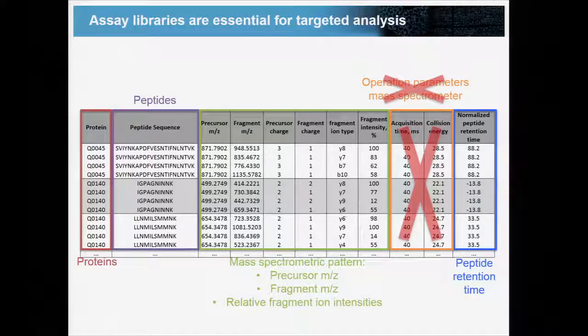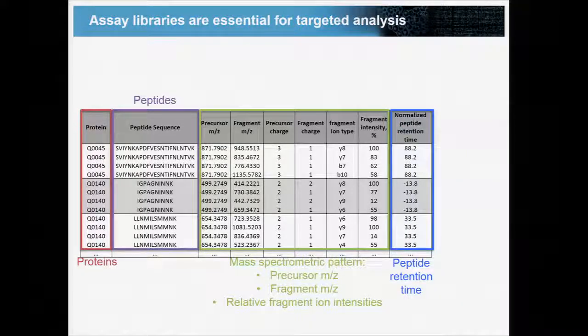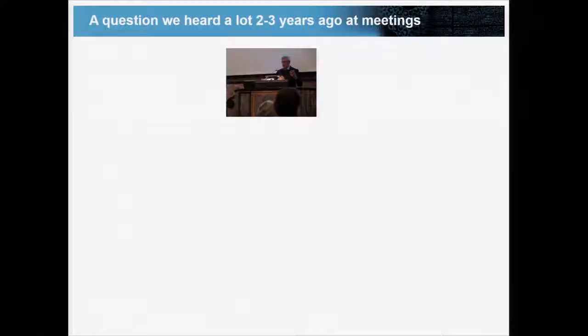And here's the table, right? This is what we want to have at the end of this exercise. We don't need the SRM stuff. It's just the protein accession, the peptide sequence, the precursor and fragment masses, other details about the precursor and fragment ions, and also the relative intensities are very important, and the normalized retention time.